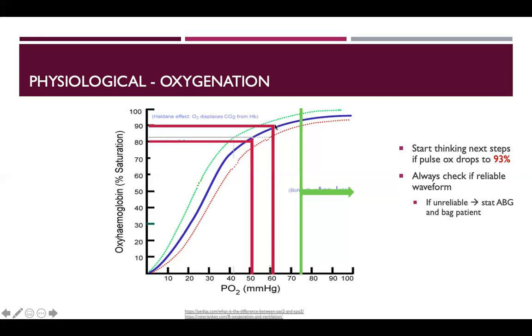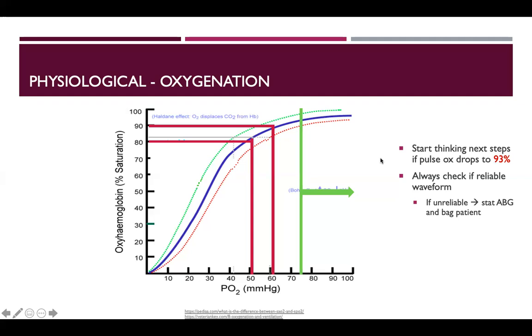The whole reason for this graph is just to say that if your pulse ox is dropping to like 93, you should start thinking about what your next steps are. Because once you hit 90, you're at a pretty bad state in terms of the patient's oxygenation status. So to give yourself a little bit of time, around 93, start thinking about what your next steps are, what could be going wrong. So yeah, all of this just to say, if the pulse ox is low, do something.